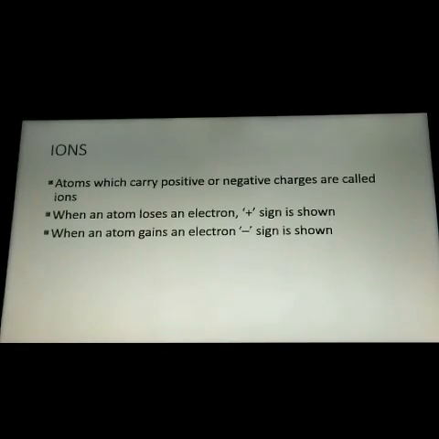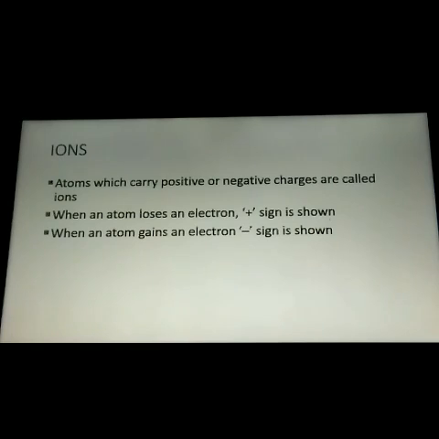In an atom, the number of protons is equal to the number of electrons, and hence an atom is electrically neutral. But during a chemical reaction, an unstable atom tries to attain a stable electronic configuration either by gaining or losing electrons. When an atom gains electrons, it has more electrons and carries a negative charge. Similarly, when an atom loses electrons, it has more protons and carries a positive charge. So atoms which carry a positive or negative charge are called ions.